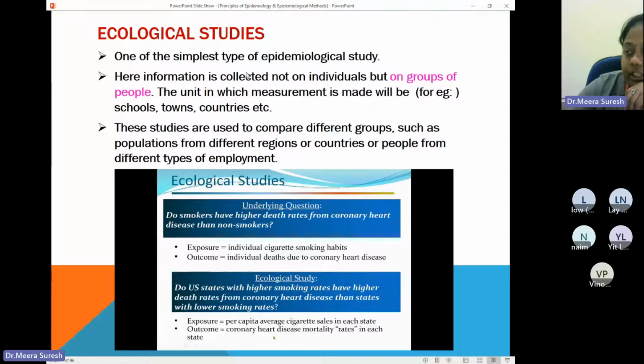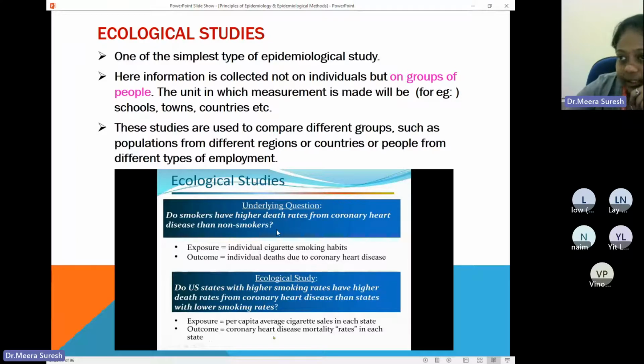So that is the difference between ecological study and other types of studies in which the individual is the unit of study. In an ecological study, the exposure will be per capita average cigarette sales in each state, and the outcome will be coronary heart disease mortality rate in each state. So the question has changed like that. The exposure and outcome are both at the level of the state, geographical area or group of people, not the individual.